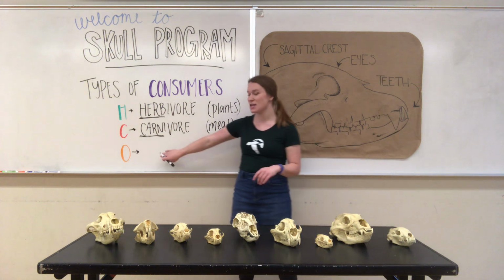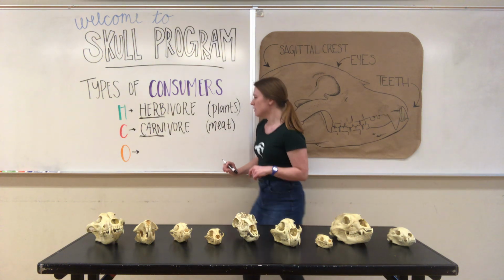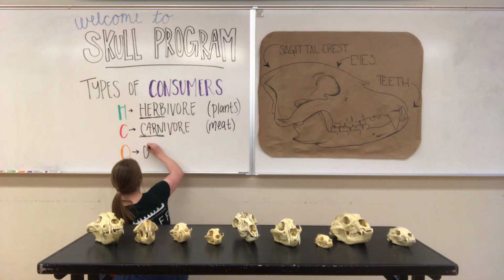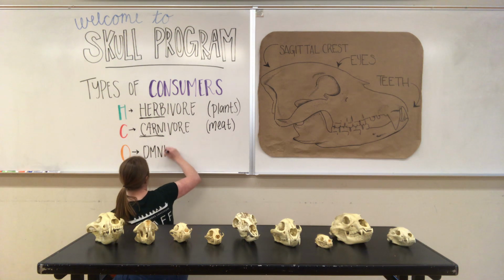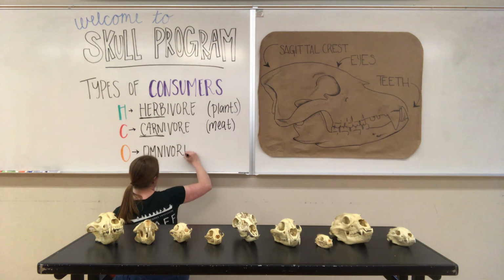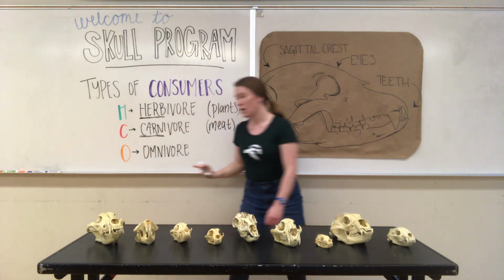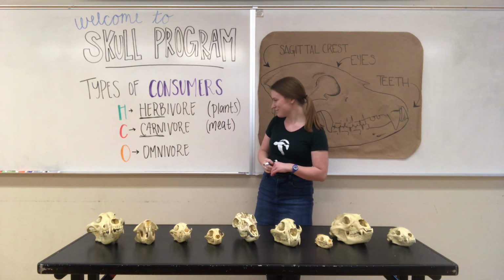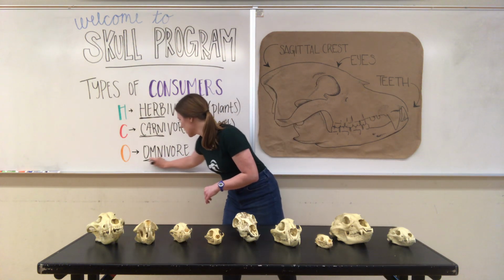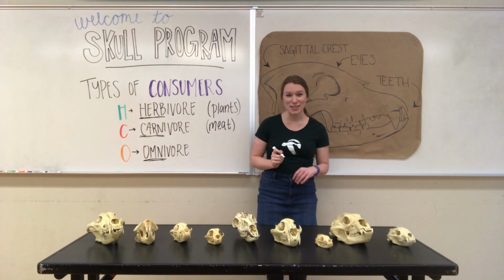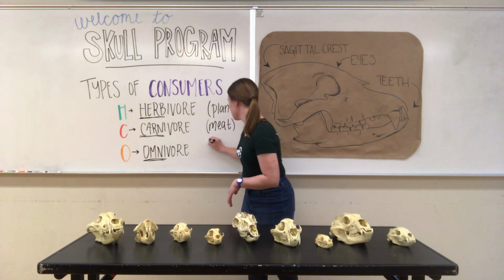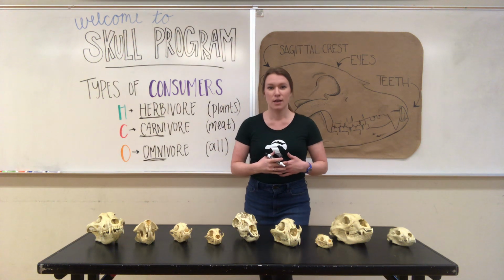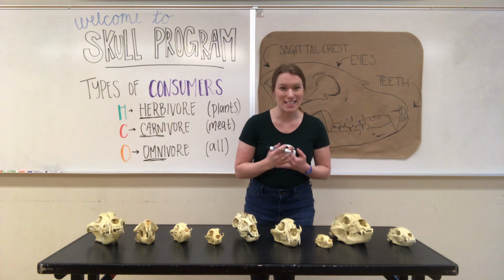Our last one here starts with an O. This one might be a little bit tricky. This stands for omnivores. All right, so just like the first 2 words, this one also has a little clue in it. This word omni, right there, actually means all. So that helps me remember that omnivores are able to eat both plants and animals.